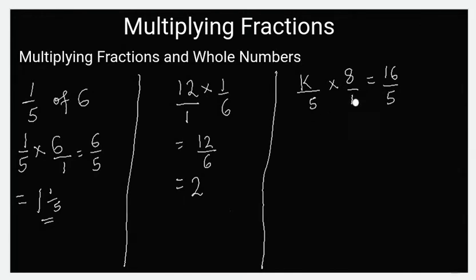So if 5 times 1 will give us 5, that means a particular number times 8 will give us 16. K times 8 will give us 16. What is K? What number can you multiply by 8 to give us 16? That is 2. So K is actually equal to 2, because 2 times 8 is 16. Or you can just divide 16 by 8 to get what K is. Alright? Okay, so that's how to multiply fractions and whole numbers.